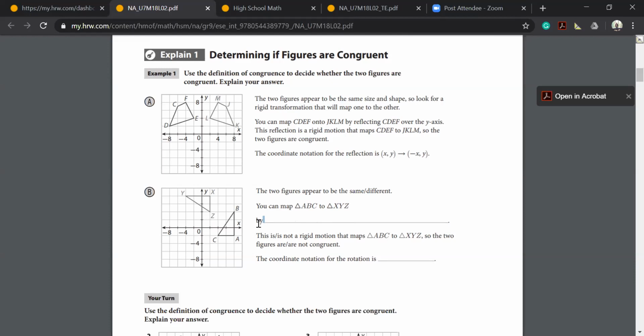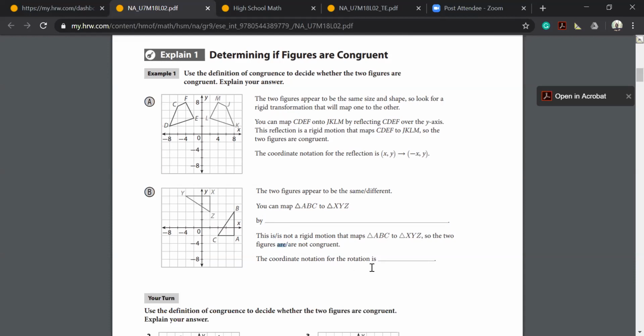Rotation first of all, of course. By rotation, 90 degrees counterclockwise. So this is or is not a rigid motion? This is a rigid motion. So the two figures are or are not congruent? They are congruent.